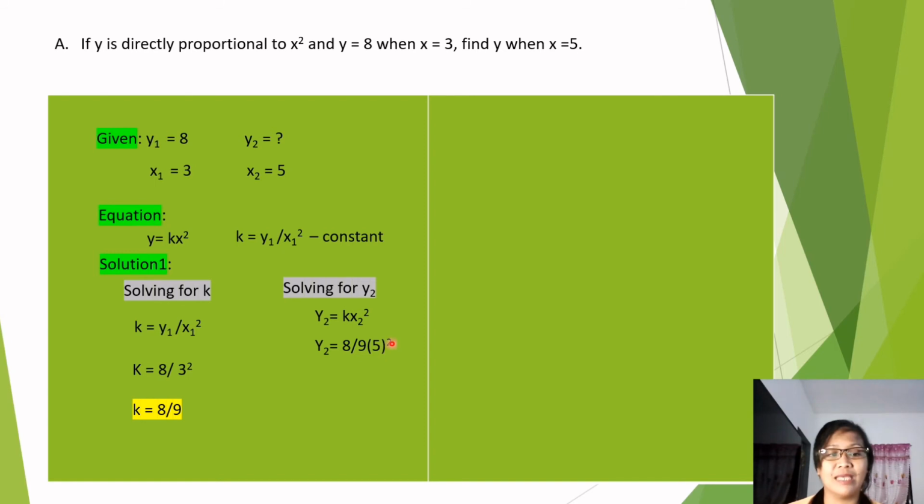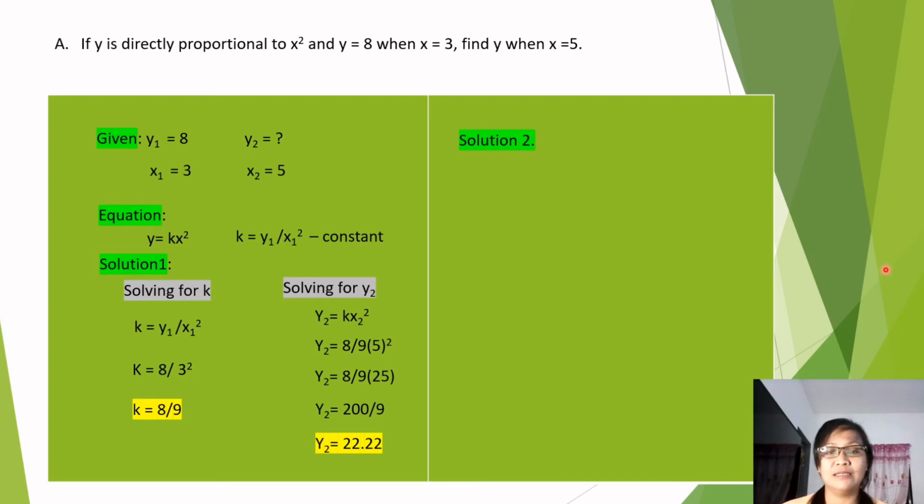So we have 5 here and then squared. So, kailangan nating i-squared si 5. Kaya 5 squared is equal to 25 times 8 over 9. Next, y sub 2 now is equal to, i-multiply natin si numerator at saka si whole number. So, 8 times 25 is 200 all over 9. And 200 divided by 9 is equal to 22.22.